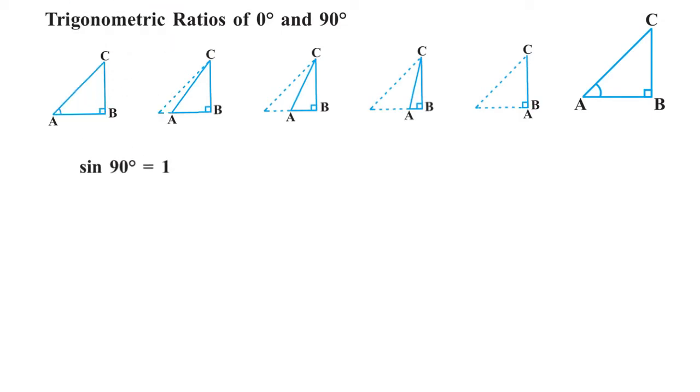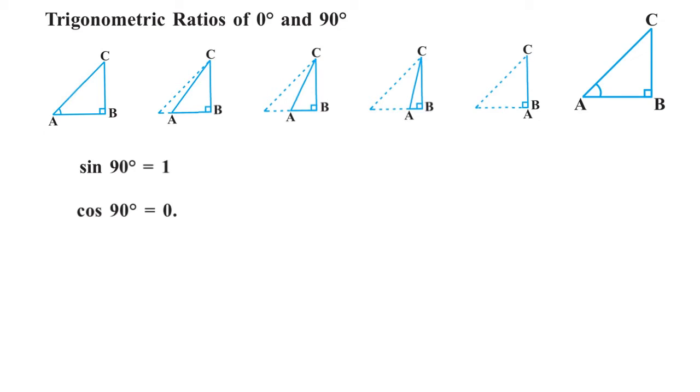Can you guess what cosine 90 is going to be equal to? Cosine is adjacent over hypotenuse. Cosine 90, adjacent is AB. AB has become 0 and hypotenuse is AC. So 0 divided by anything. Good guess. Cosine 90 is going to be equal to 0.